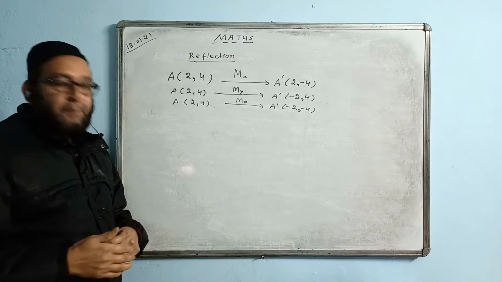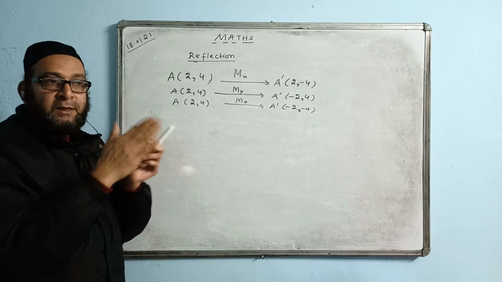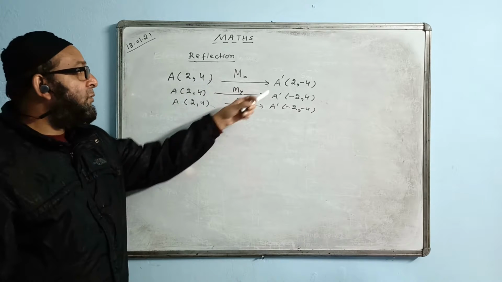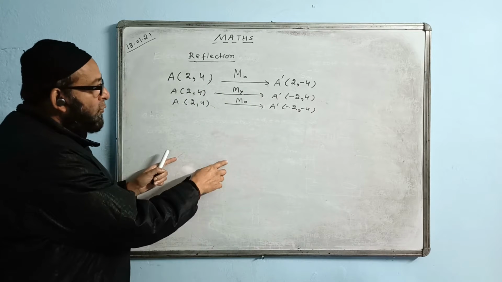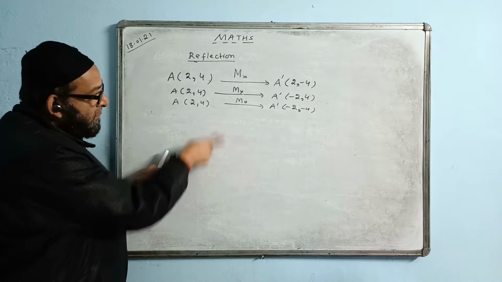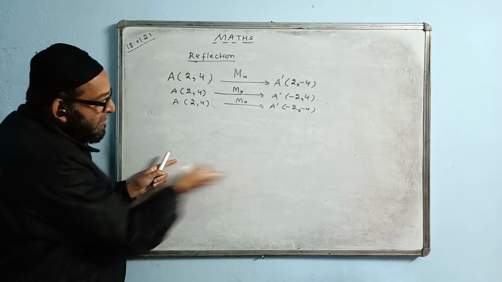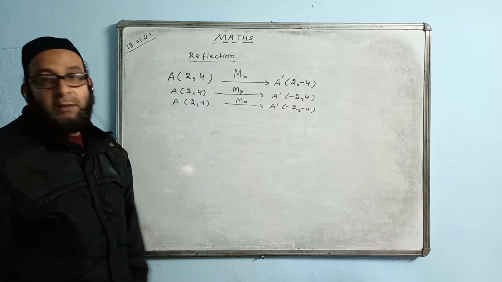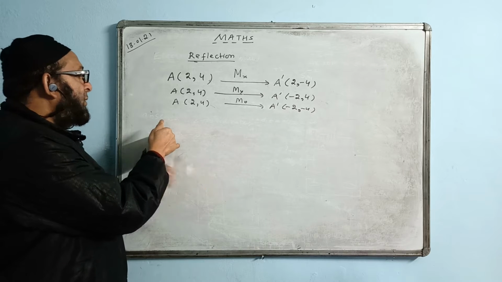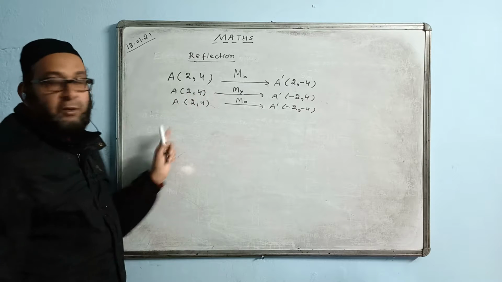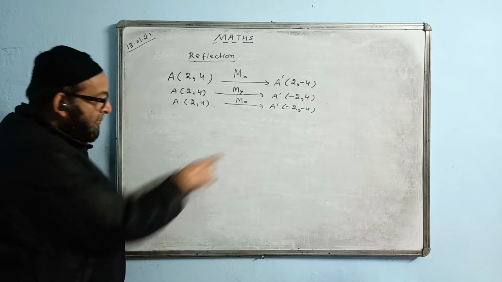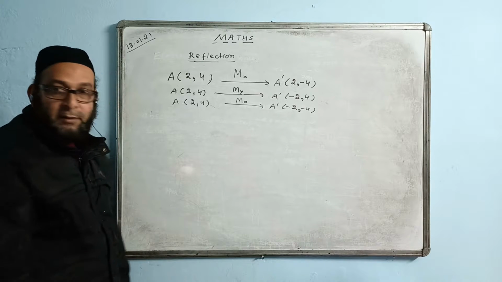Actually, reflection is like a plane mirror. In a plane mirror, object distance and image distance will be equal. Your image will be forming behind the mirror. So (2, 4) is above the x-axis, the image will be below. This 4 will be below, that is -y. That's why it comes (2, -4). The y-axis will be reflected, that is from here to here. So the sign of this will change, becoming (-2, 4). And the origin will be out here like this. The point is here, the image will come here like that.